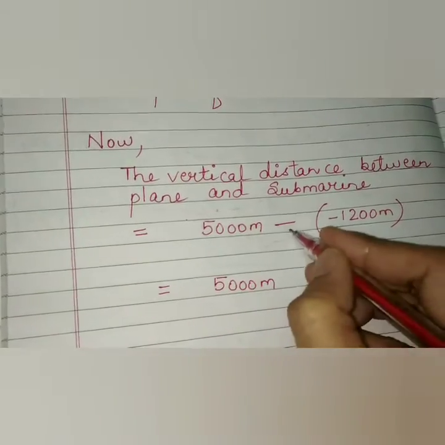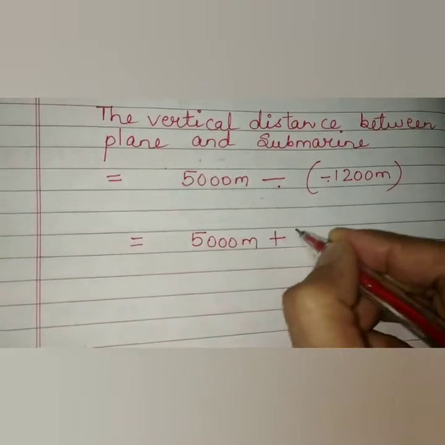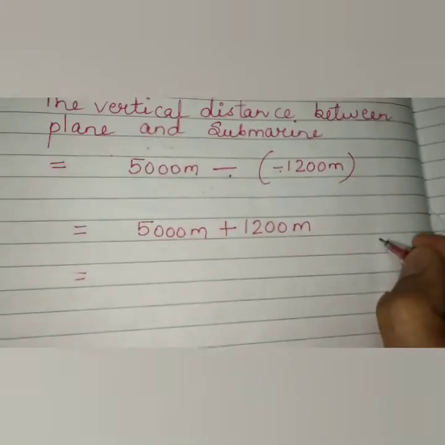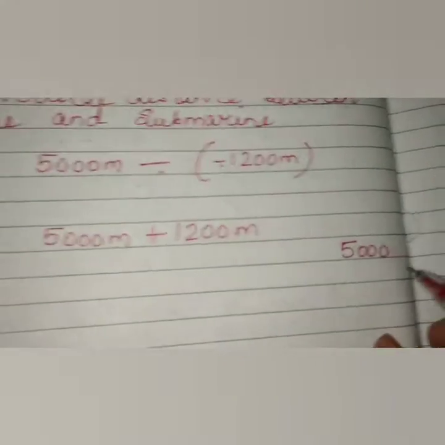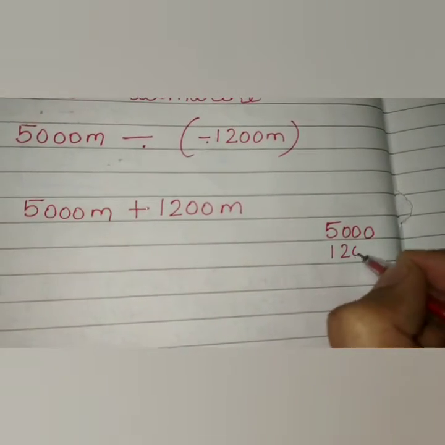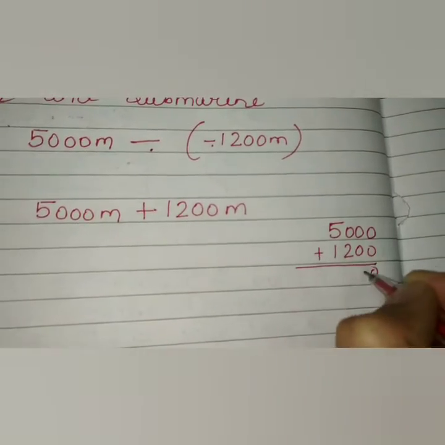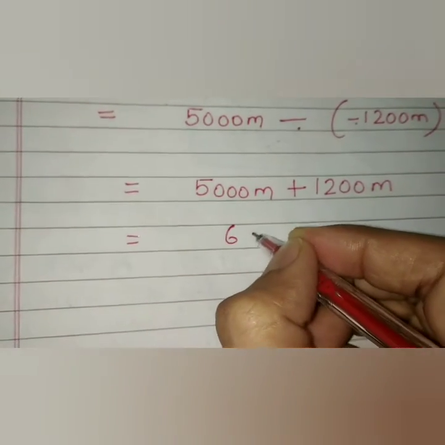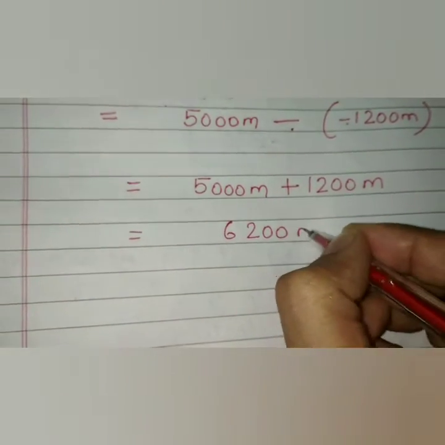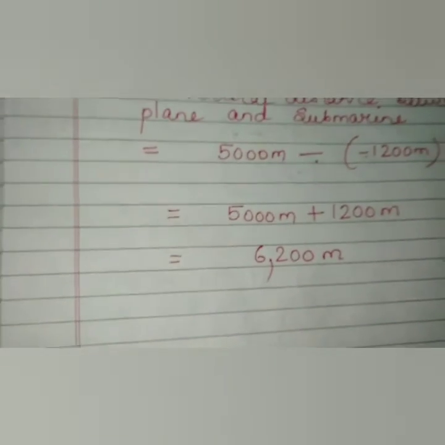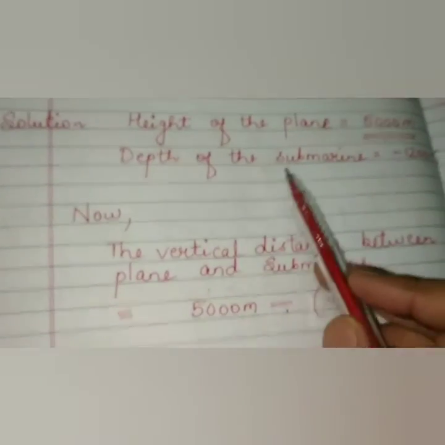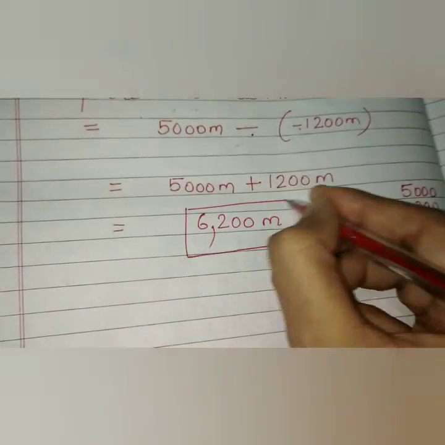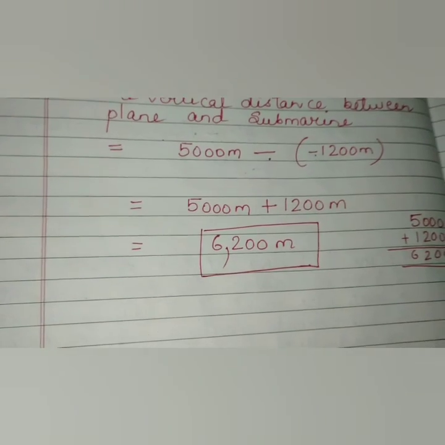Okay, now 5,000 meter minus minus will be plus 1200 meter. Now we will add both the values. 5,000 plus 1200, it will be 6,200. So the answer will be 6,200 meter. Okay, so the vertical distance between plane and submarine is 6,200 meter. Thank you.